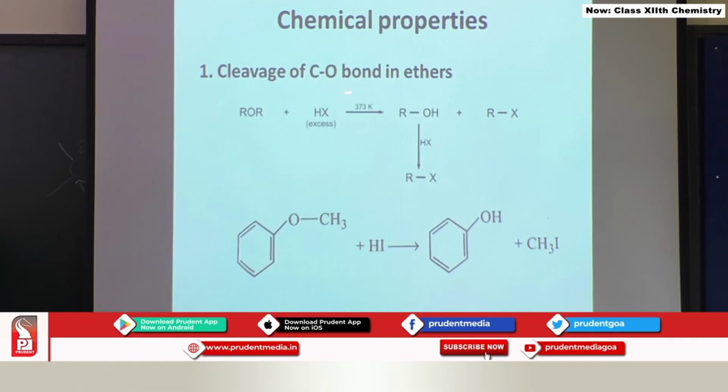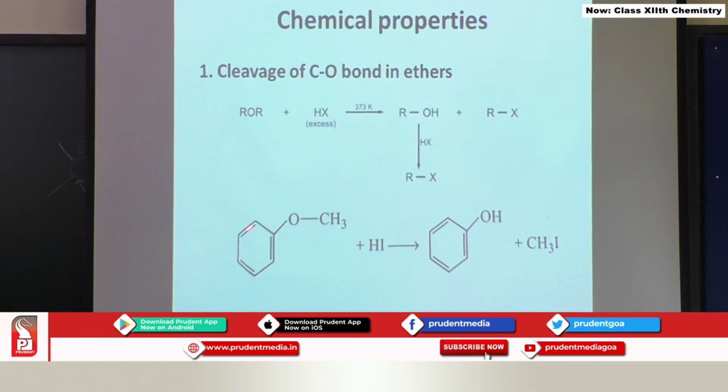Let us look at the chemical properties of ethers. This is ROR'. Cleavage of the C-O bond in ethers is the first reaction. This is a symmetrical ether treated with excess HX, and what are you going to get? See, there is a C-O bond cleavage over here. X is going to attach to this alkyl group, hydrogen is going to attach to this oxygen, and you are going to get alcohol plus alkyl halide. The alcohol is again going to be treated with HX, and again this OH is going to be replaced by X, and again you are going to get an alkyl halide.